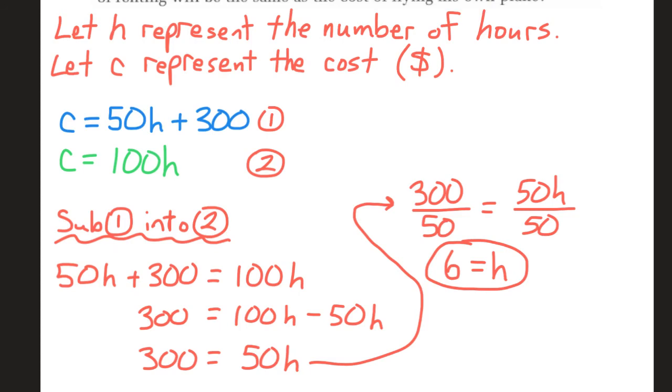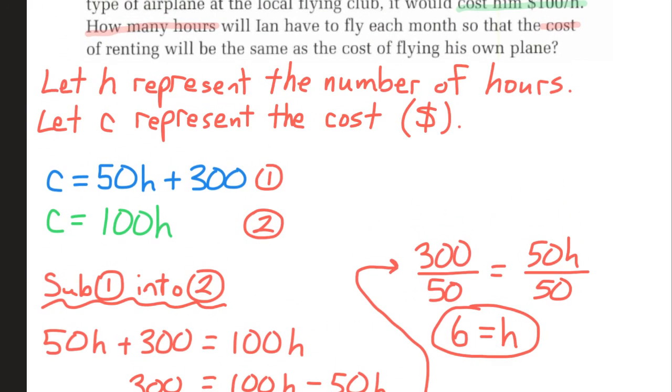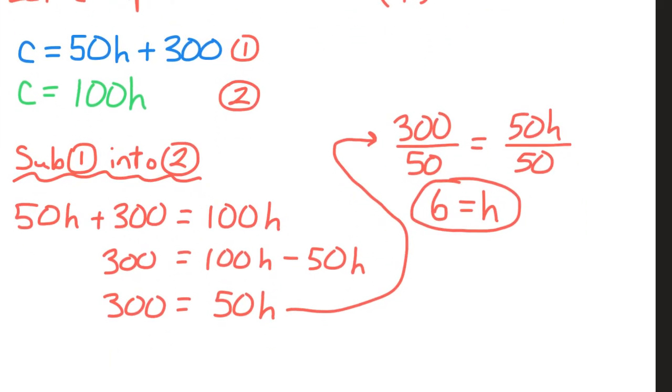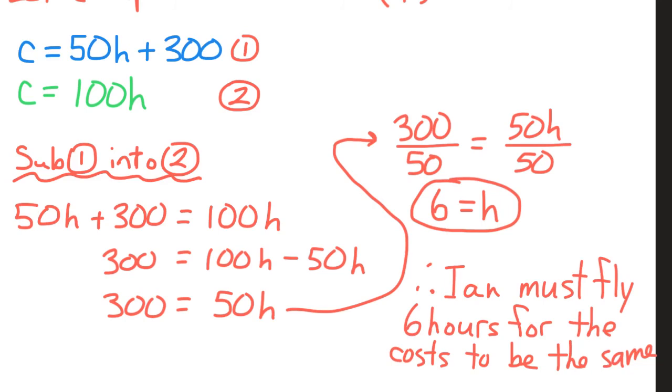Now if we go back up to the question, how many hours will Ian have to fly each month so that the cost of renting will be the same as the cost of flying his own plane? It's really just asking us how many hours. It's not asking us what the cost is. So we're actually done here with our answer of 6 hours. So you can finish the question. Therefore, Ian must fly 6 hours for the costs to be the same.